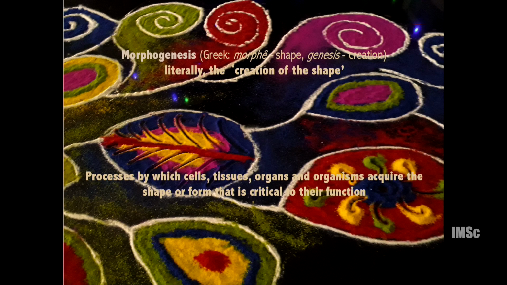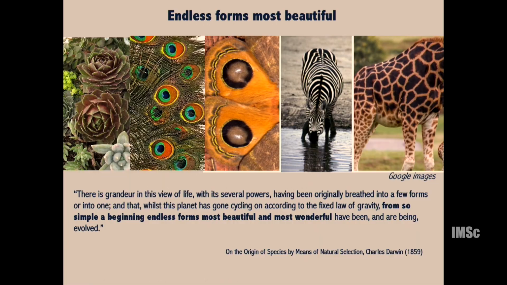So by now, all of you know what morphogenesis means, and it's literally the creation of shape. And morphogenesis refers to processes by which cells, tissues, organs, and organisms acquire the shape or form that's critical for their function. And again, Shashi already spoke about form and the endless varieties of beautiful forms that Darwin alluded to in his famous book.